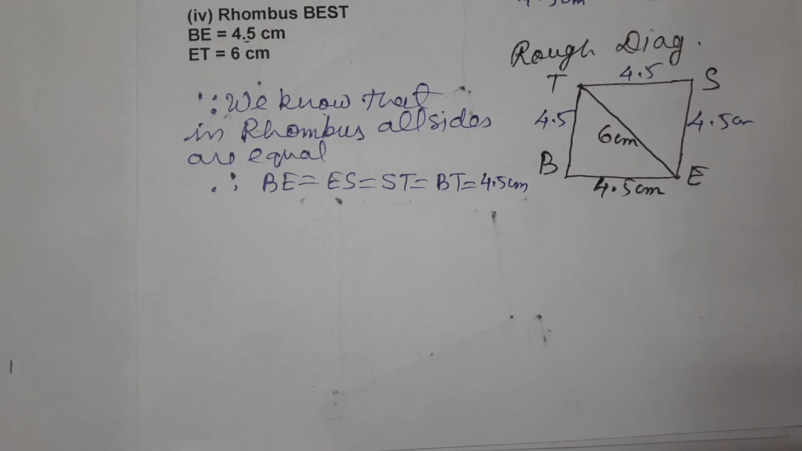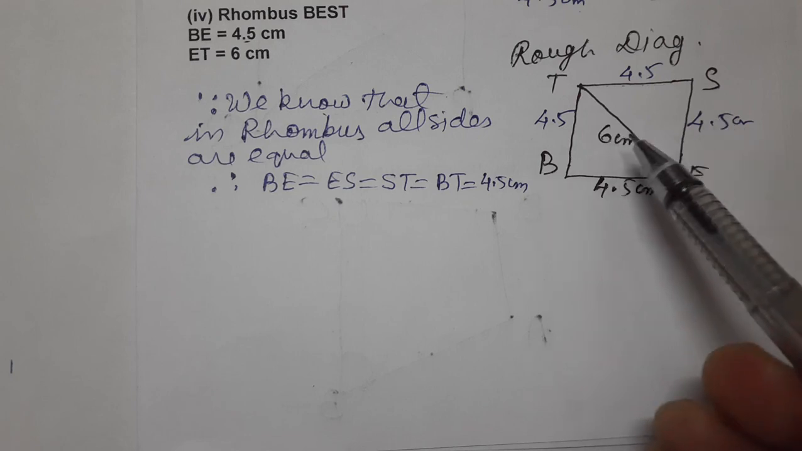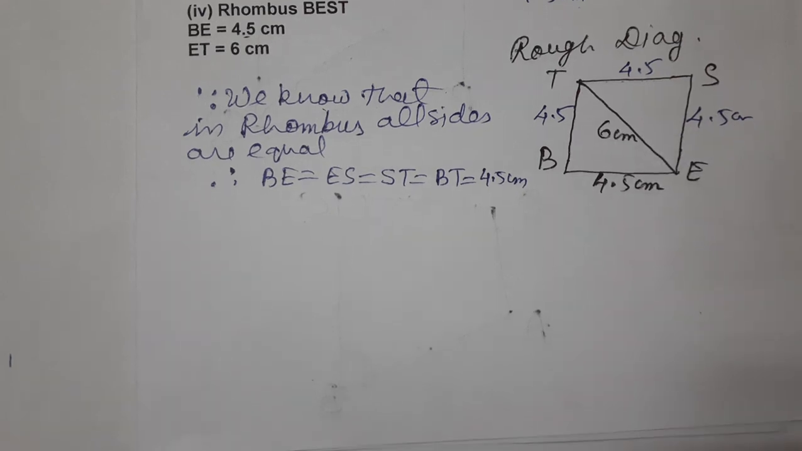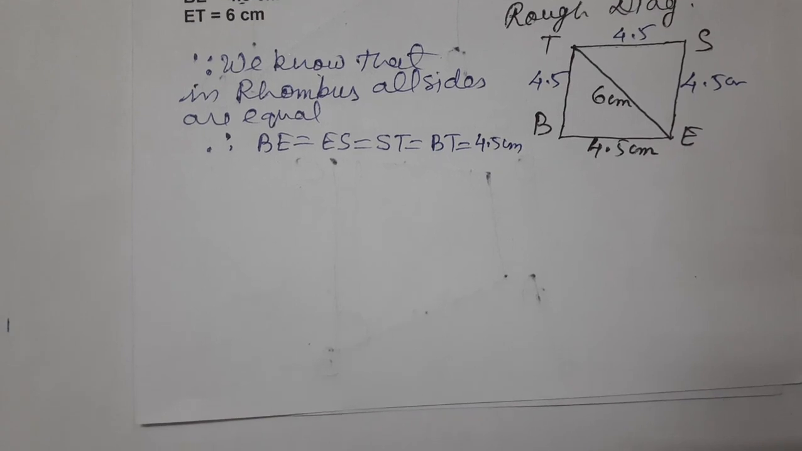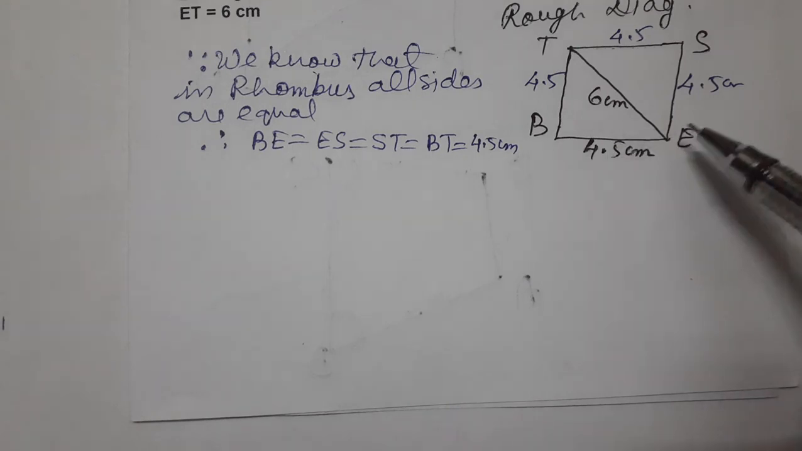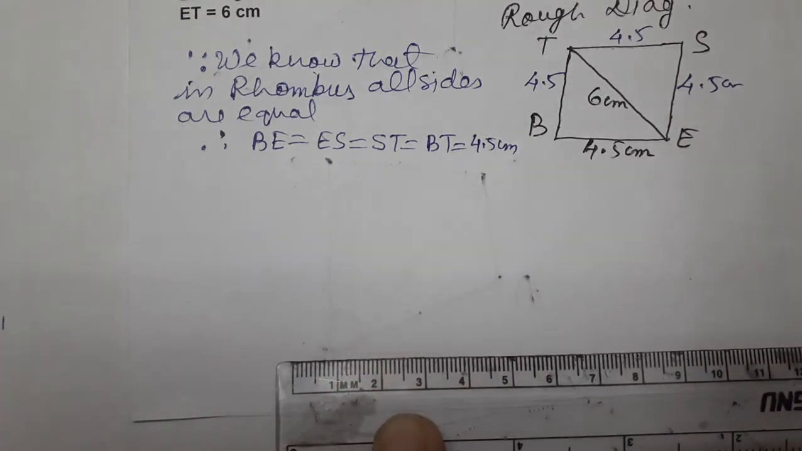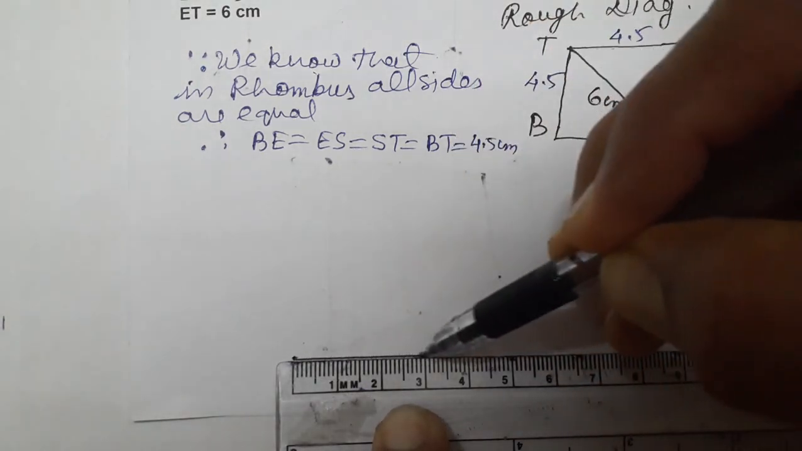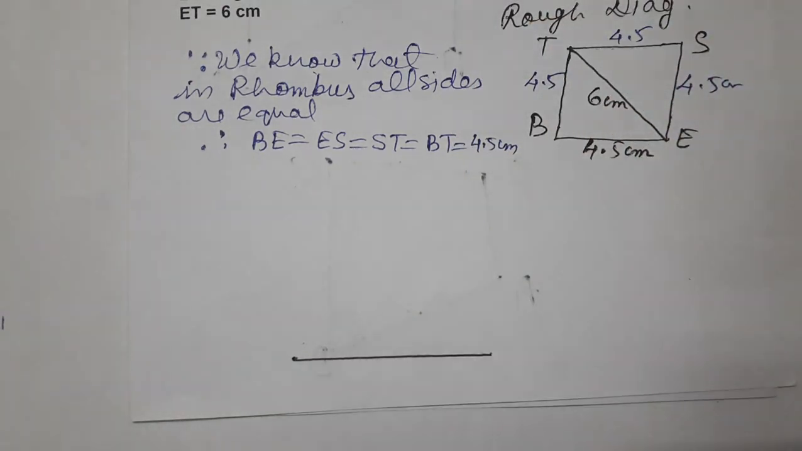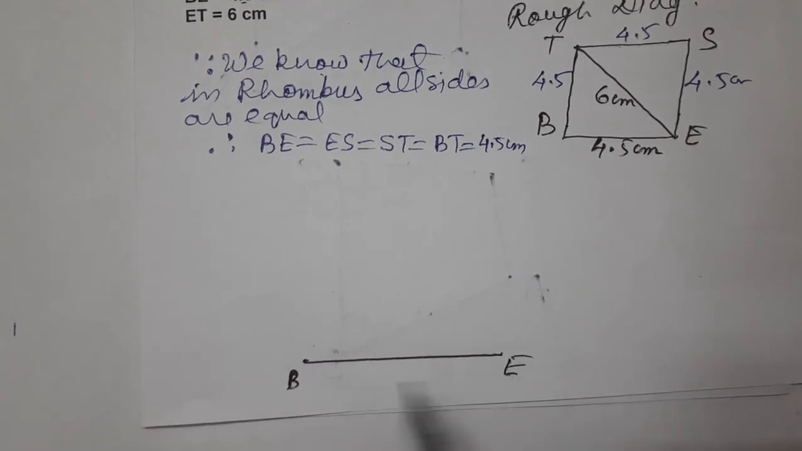So now let's construct. Now we have, see children, 1, 2, 3, 4 sides and 1 diagonal. So we can construct a quadrilateral uniquely if 4 sides and 1 diagonal are given to us. So let's start. First of all, let's start with BE 4.5. So draw BE 4.5. The 4.5 I have taken, BE. Name it BE.